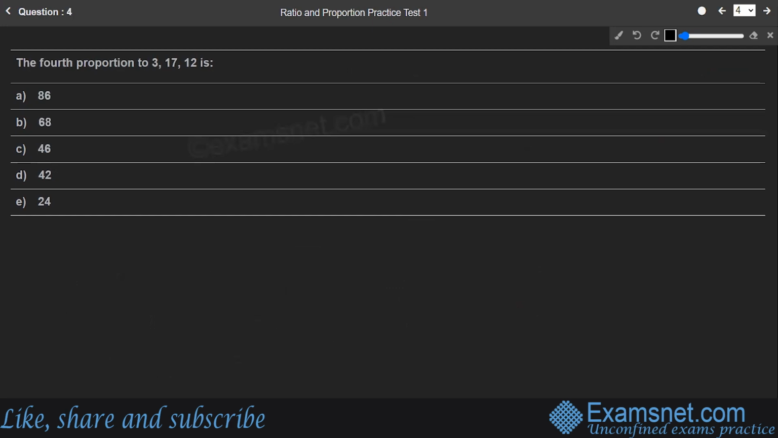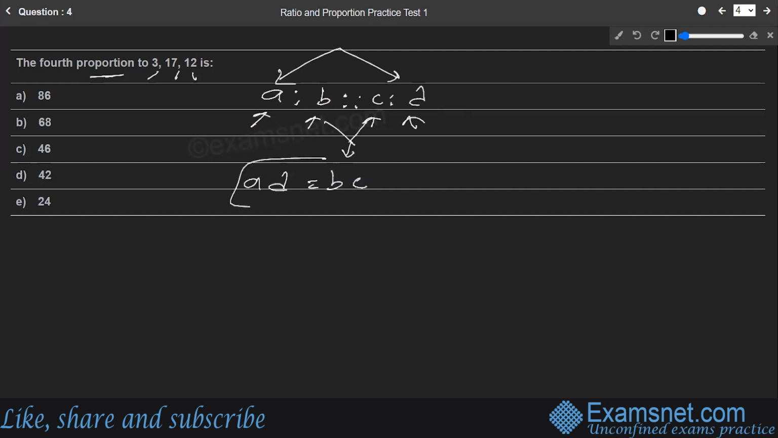Okay, the fourth proportion of 3, 17, 12 is, okay. So if we take an example, the fourth proportion: A is to B as C is to D. If the four numbers are related in proportion like this, they have a connection. What is the connection? The product of outer terms is equal to the product of the inner terms. That means AD is equal to BC. This is how they are connected for all four numbers.